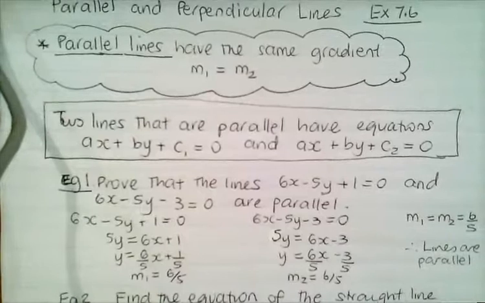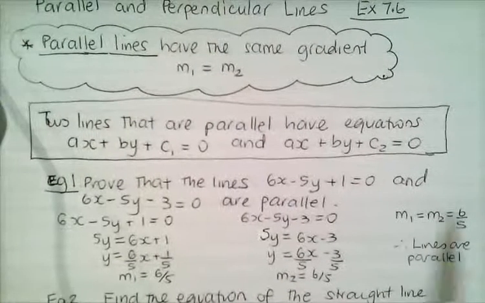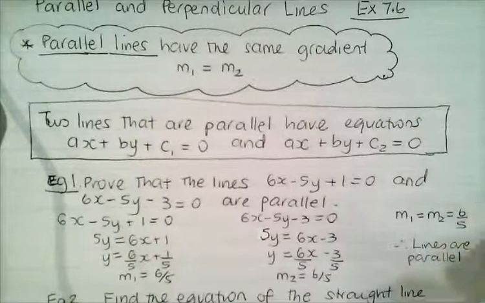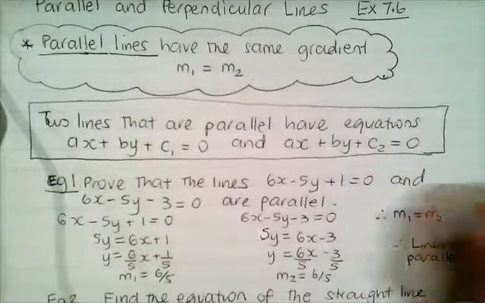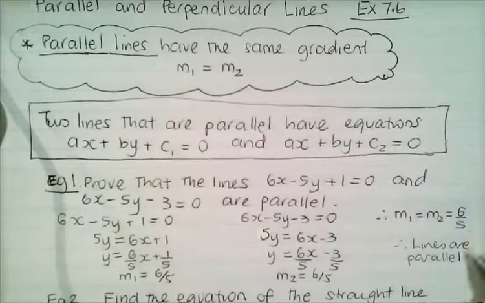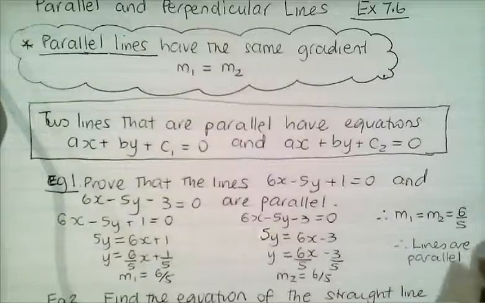Okay, so to prove that two lines are parallel, you need to find the gradient of each line. Then you need to make the conclusion that the gradient of the first line equals the gradient of the second line. Therefore the lines are parallel because they have the same gradients. Okay, now we'll look at the second example.